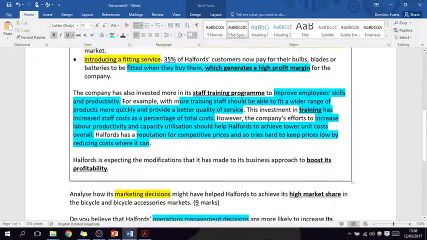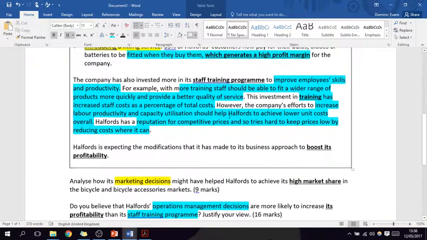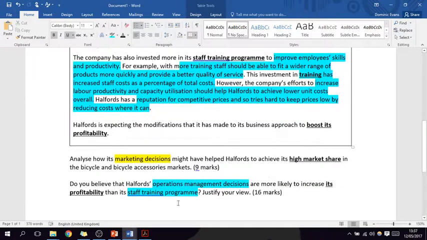All right, now I get onto this paragraph here, and I notice that they have invested in their staff training program to improve skills and productivity. With more training, staff should be able to fit a wide range of products more quickly and provide better service. Okay, so what effect is that going to have on profitability, which is this question here? Well, it should help create revenue, but it's increased staff costs. Okay, so I'm beginning to get a little argument here about why staff training has been important.